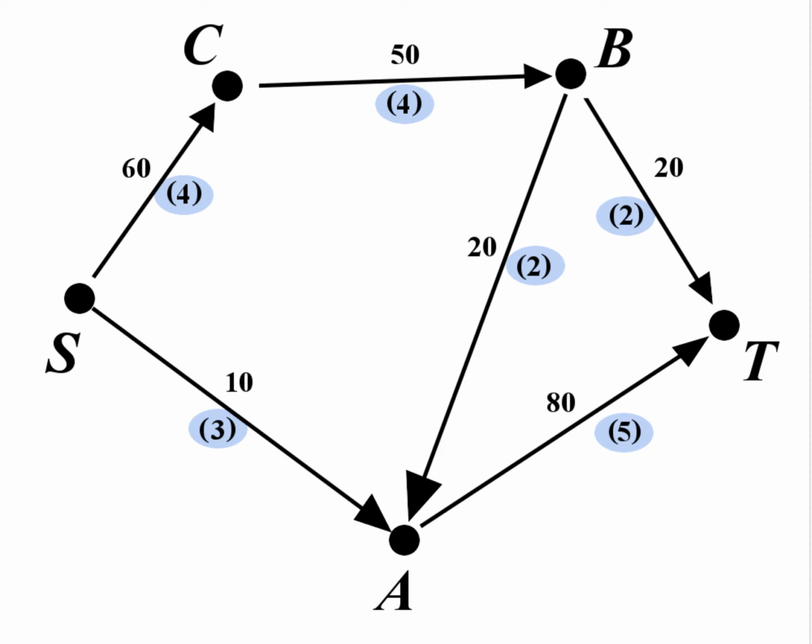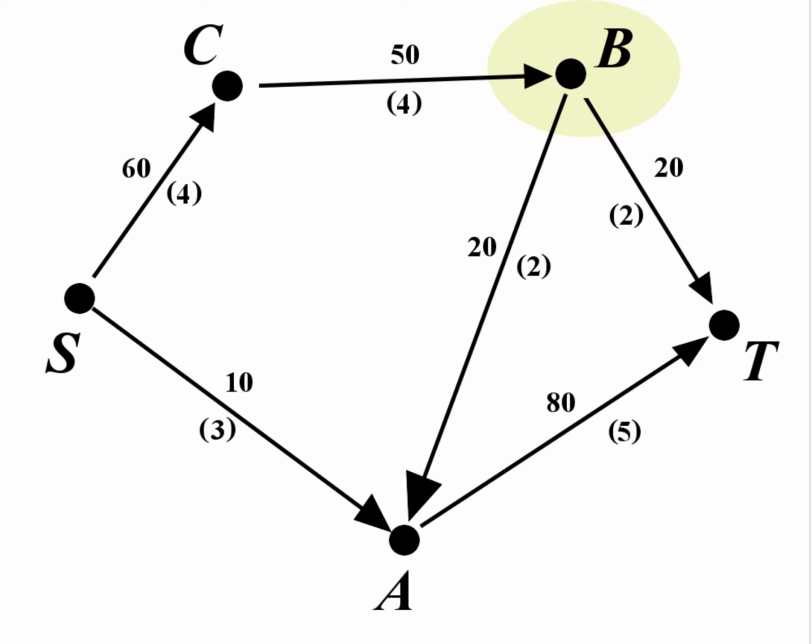S and T are special vertices. S is called source, T is called sink. They are special, and every other vertex has to satisfy some conditions. So here is, let's look at the vertex B.